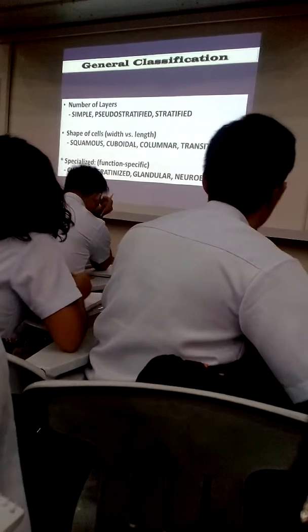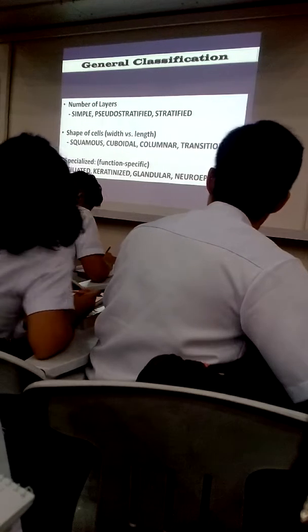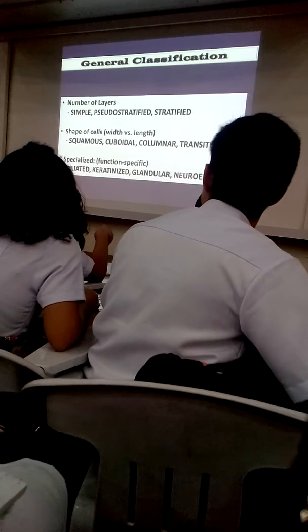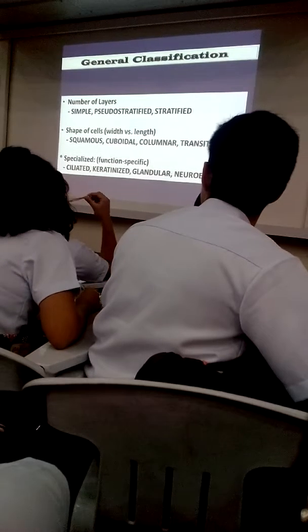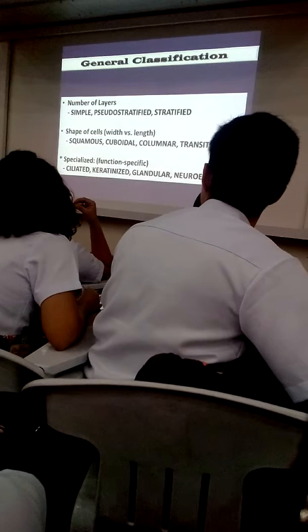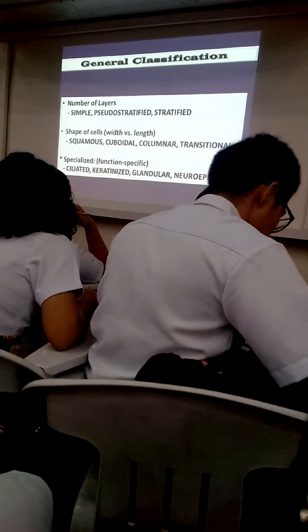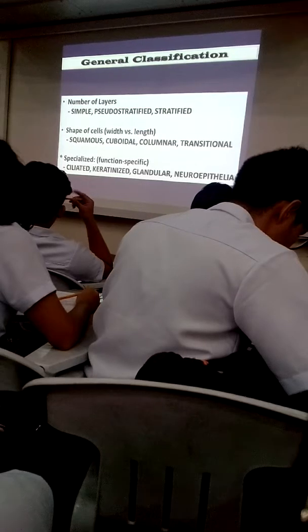So the general classification, we usually name our tissues based on the number of layers and the shapes that we could appreciate. For the number of layers, there's the simple, pseudostratified, stratified. Actually, the transition is a stratified tissue. The shape of the cells with the squamous, you would describe as having bigger width compared to its length. With cuboidal, more or less they approximate width and length. With regards to the columnar, greater length than the width of the cell.